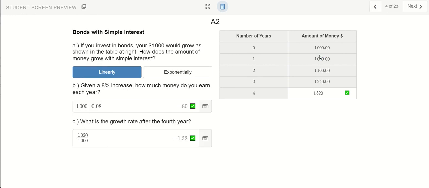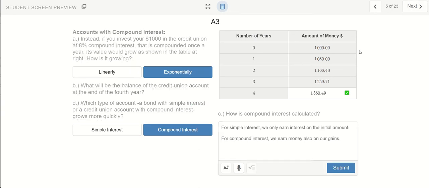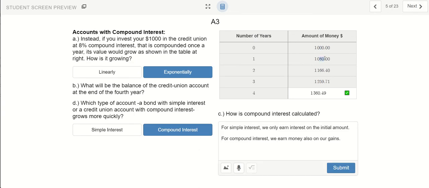So before here, I'm only earning the interest based off the initial investment, this 1,000. That's why I'm only adding 80 each time. But for compound interest, I'm also earning extra money based off the interest as well. So if I earn an extra $166, this 166 is also earning me more money the next time around. So I'm also applying the interest to my gains as well.